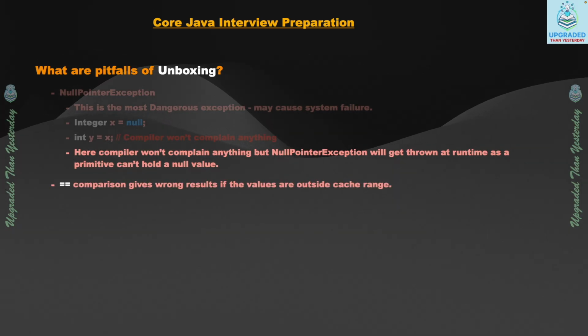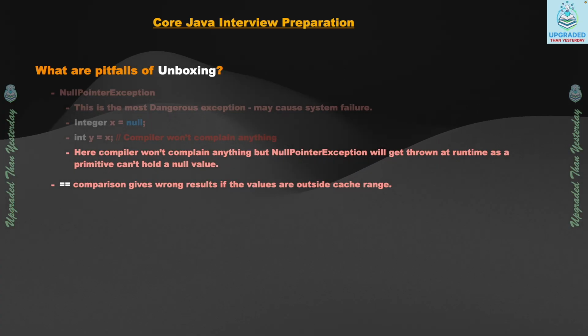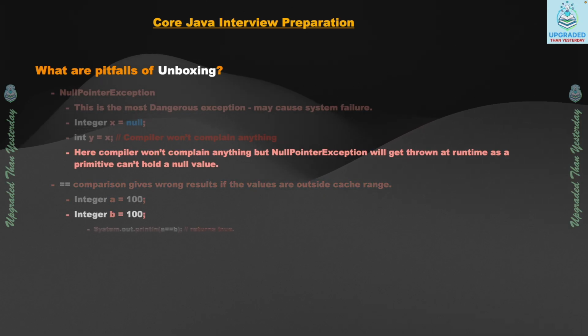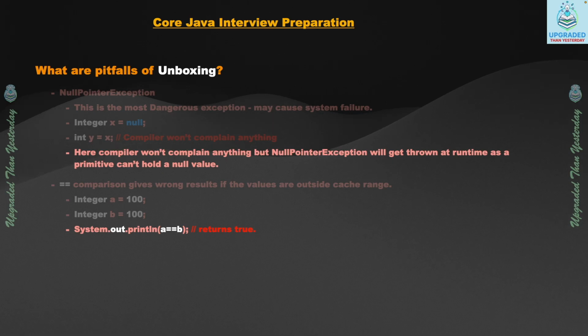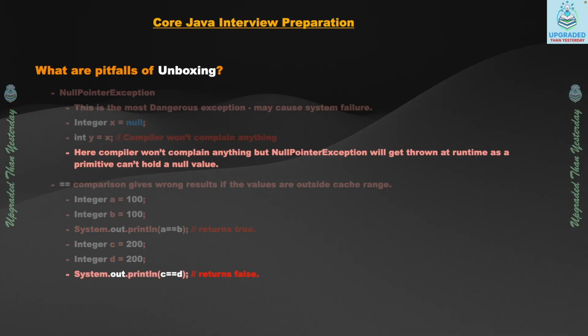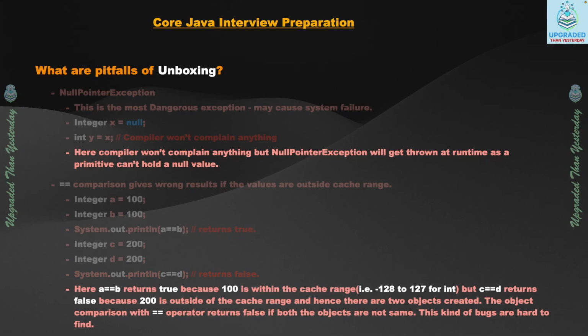Second pitfall. The value comparison using equals to operator gives wrong results if the values are outside of cache range. Look at the code. A and B both are holding the same value 100. So when A is compared to B using equals to operator, it printed true. This is because the number 100 falls under the cache range. So far so good. Now let's take another pair of variables C and D and assign the value 200 to both and compare. This time it gives false. This is because the number 200 falls outside the cache range. This kind of issue is very hard to debug.